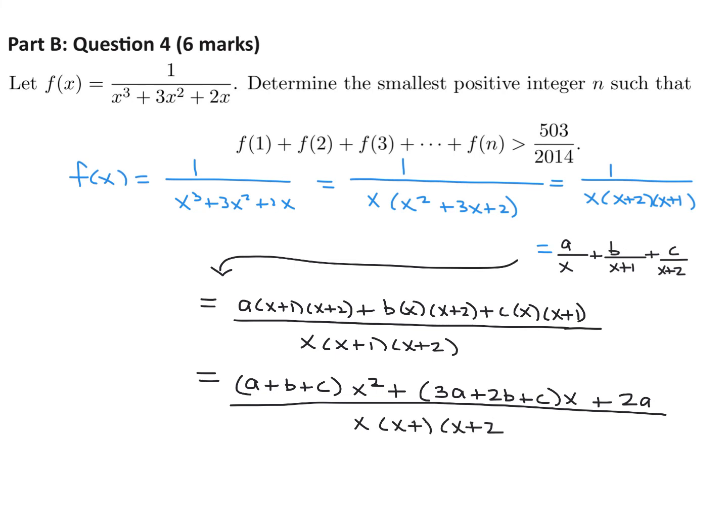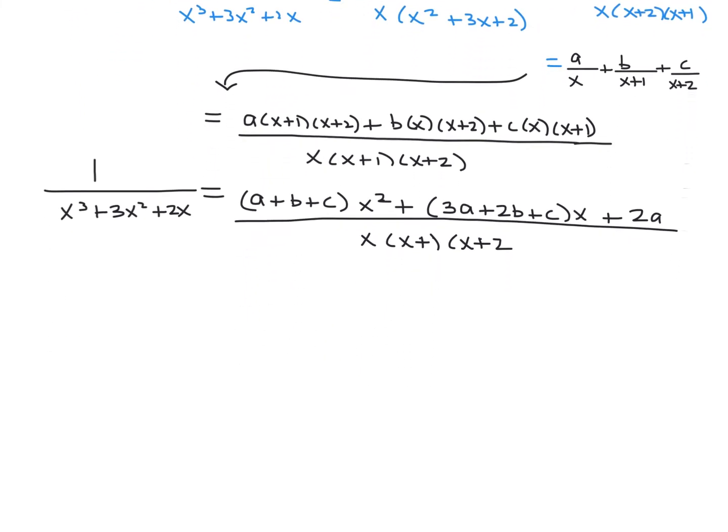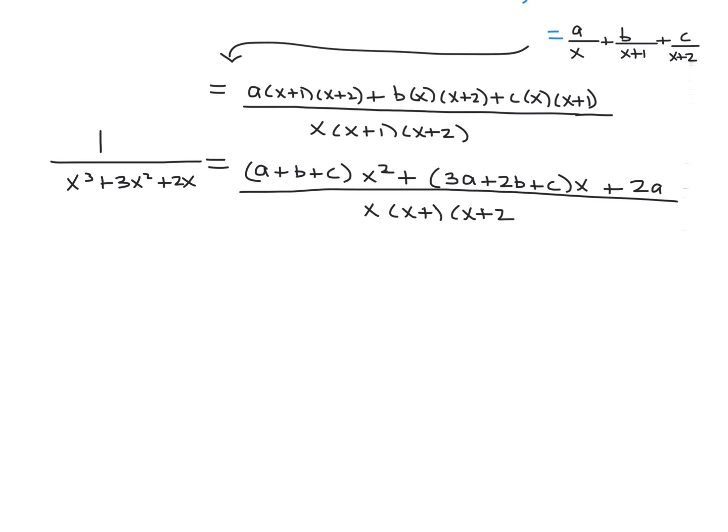Okay. Now, keep in mind that that is equal to 1 over x^3 + 3x^2 + 2x. So now, looking at this, comparing these coefficients, this is just a 1. So that means the 2a is the 1. So the 2a is the 1, so that means a is a half. Okay. And then there is no coefficient over here for x^2, so that means this a + b + c is 0.